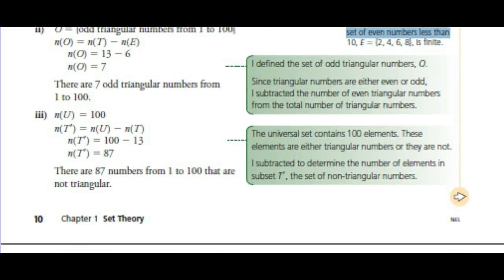The number of numbers in the universal set is 100, right? Because we're taking all the numbers from 1 to 100 and saying, who of you are triangular? And then who amongst you are even, right? And how many? So if we know there are 100 numbers and 13 of them are triangular, then there are 87 non-triangular numbers, right? And we represent that by T prime, numbers that are not triangular.